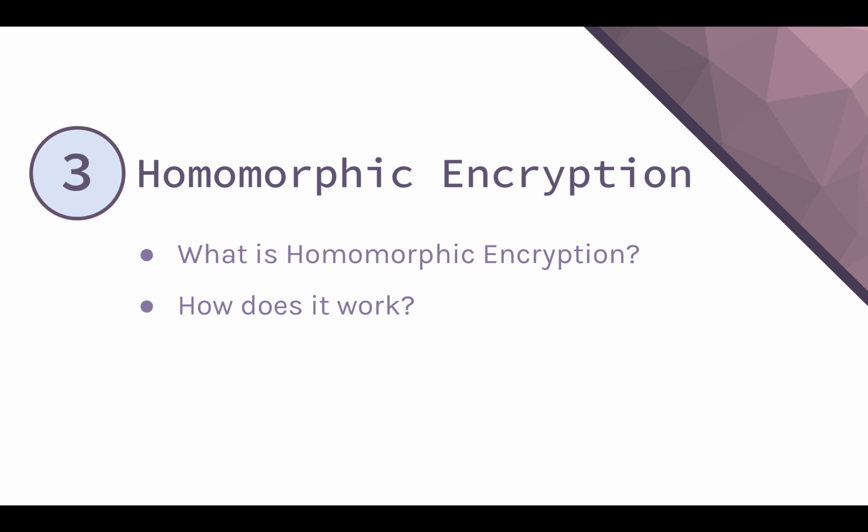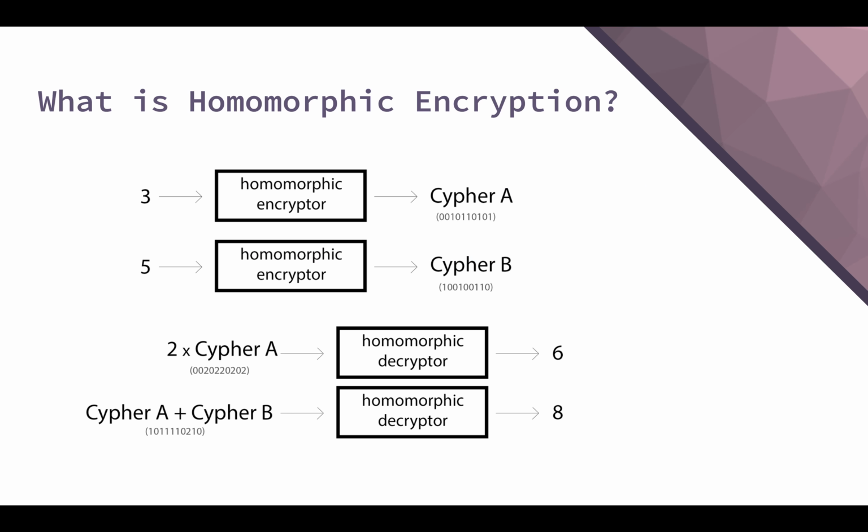Homomorphic encryption, and how does it work? This is a very new topic to me and most of the individuals I've presented this topic to. Basically, homomorphic encryption allows the encryption of a numeric value and allows us to perform numeric operations on top of this encrypted value.